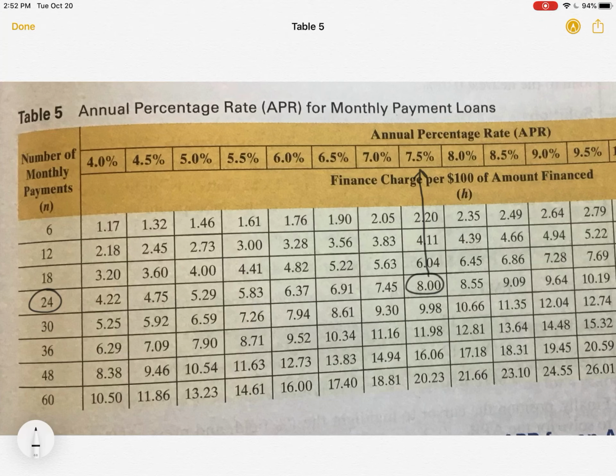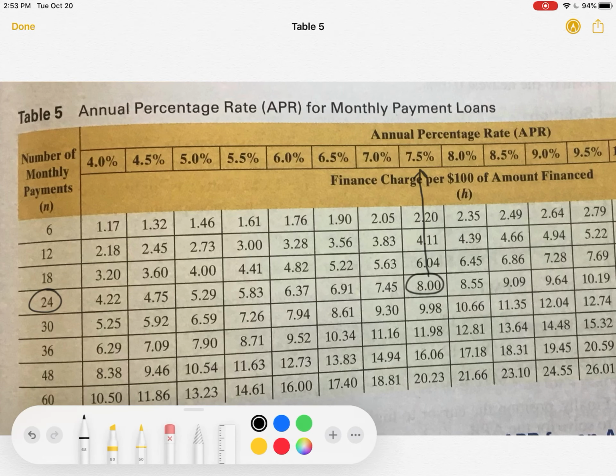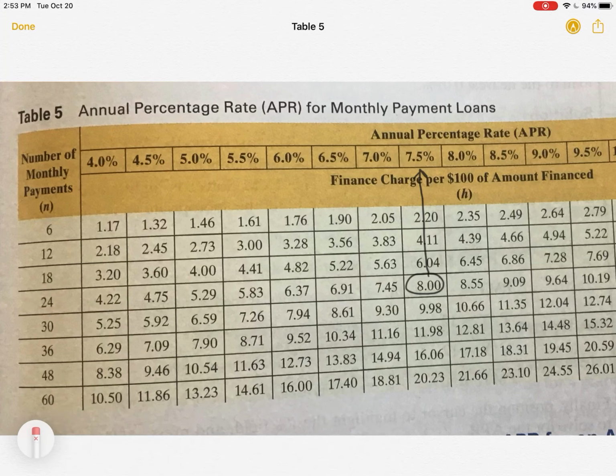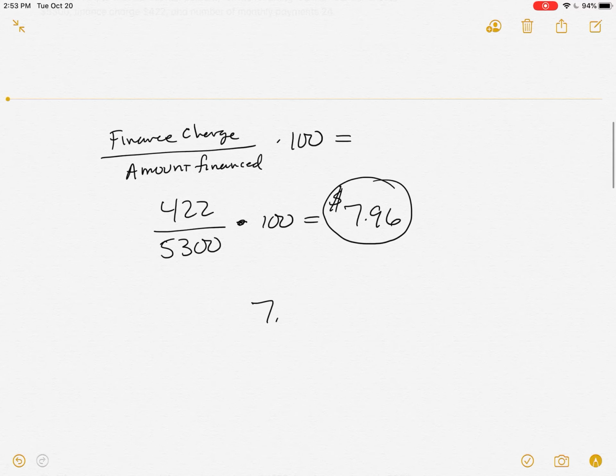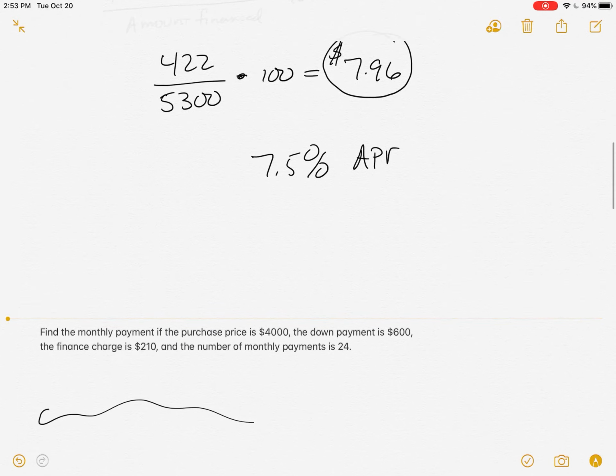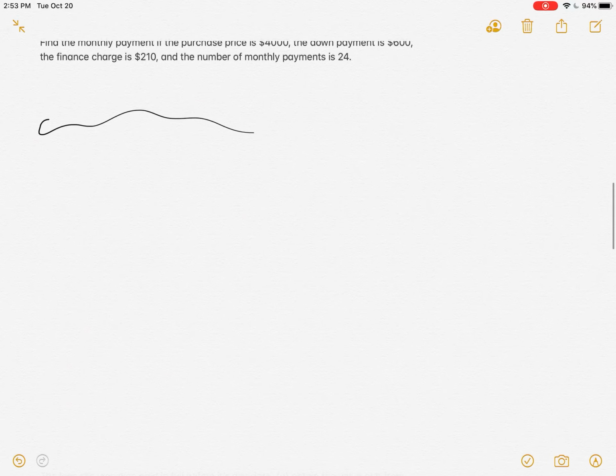So again, we took into account the number of months we're making payments and also what the finance charge per $100 is. The $7.96 led us to the $8. We were in that row because of the 24, and we came up with 7.5%. And so that's the answer to our question. 7.5% APR is the rate of that loan.